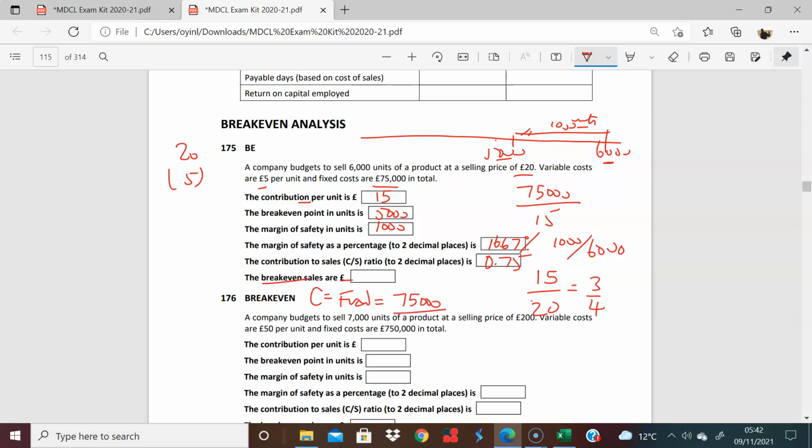Now, if contribution at break even is 75,000 and contribution is 75%, or 0.75, of sales, it means that sales at break even must be 75,000 over 0.75. I know that contribution is 3/4 of my sales, so if I know what contribution is, I can know what sales are by dividing the 75,000 by 0.75. And therefore my sales are 100,000 at break even. So apply the same principle into 176.